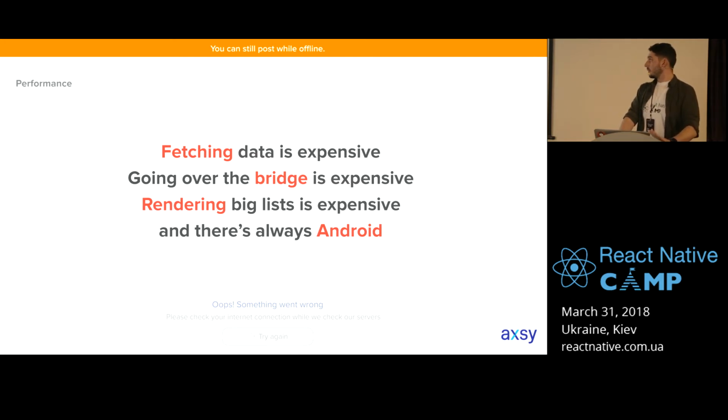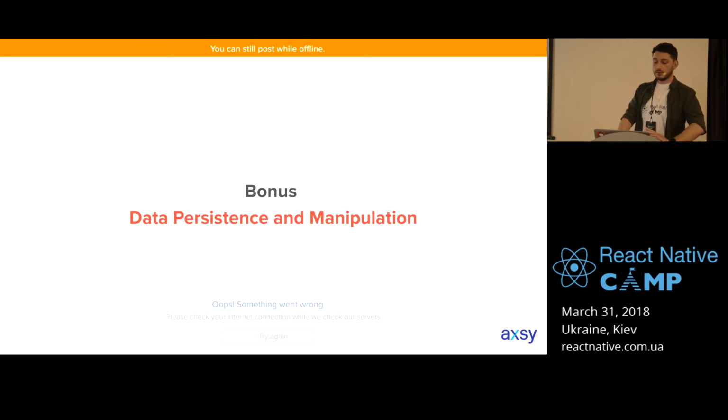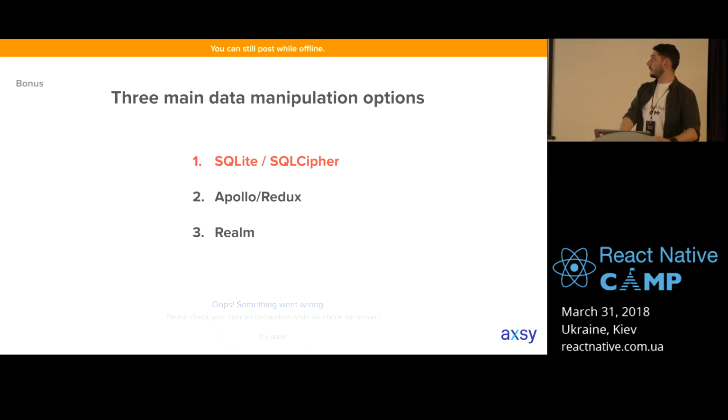And now there will be a short bonus. It will be an overview of data persistence and manipulation options for offline. So there are 3 main options that I will consider. It's SQLite, SQL Cipher, which is basically SQLite but provides you with the ability to better protect your data. Apollo Redux. It's not a database, but it's still a good way to store your state and your data. And Realm. Realm is cool.